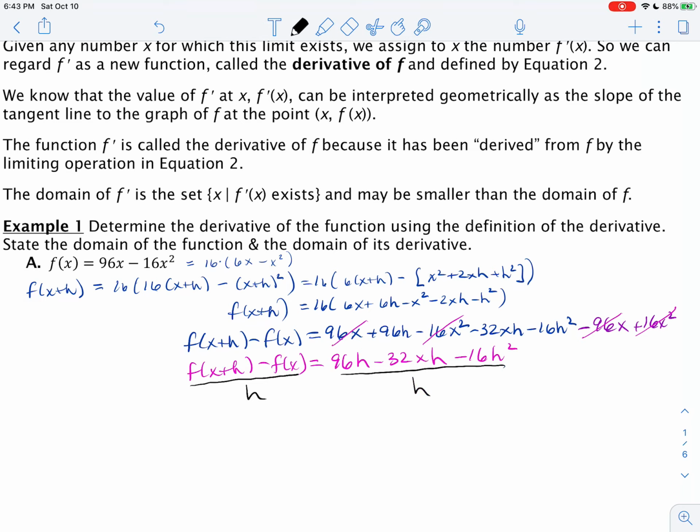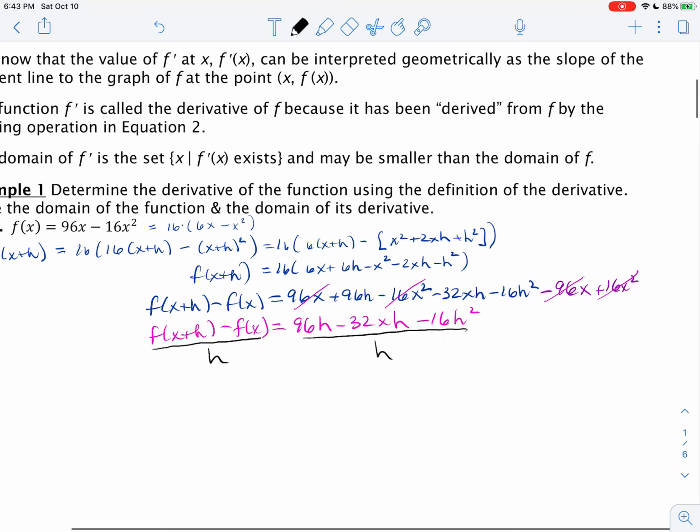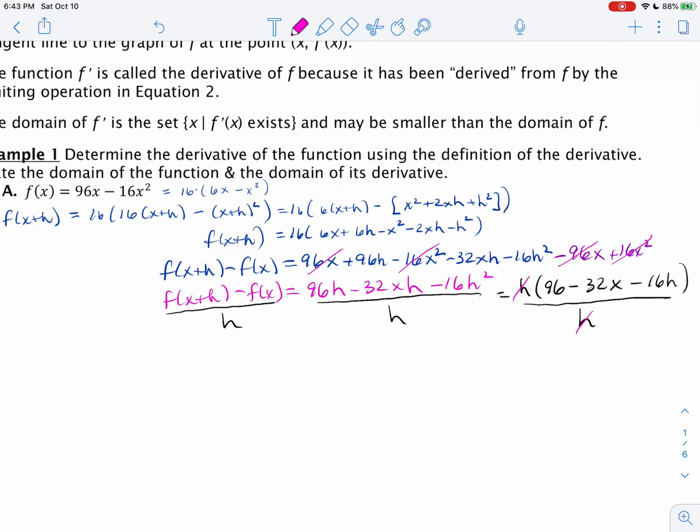And our plan here, because our next step will be to take the limit as h goes to 0, and you can see that every term in the numerator contains a factor of h. If I plug in 0, I'm going to end up with 0 in the numerator, and also if I plug in 0 for h, I'm going to end up with 0 in the denominator, so we want to factor that out in calculating our limit. So I'm just going to go ahead and factor it out now, and I'm going to say that that's h times (96 minus 32x minus 16h) over h. And now I can cancel my h's, and I'm just left with 96 minus 32x minus 16h.